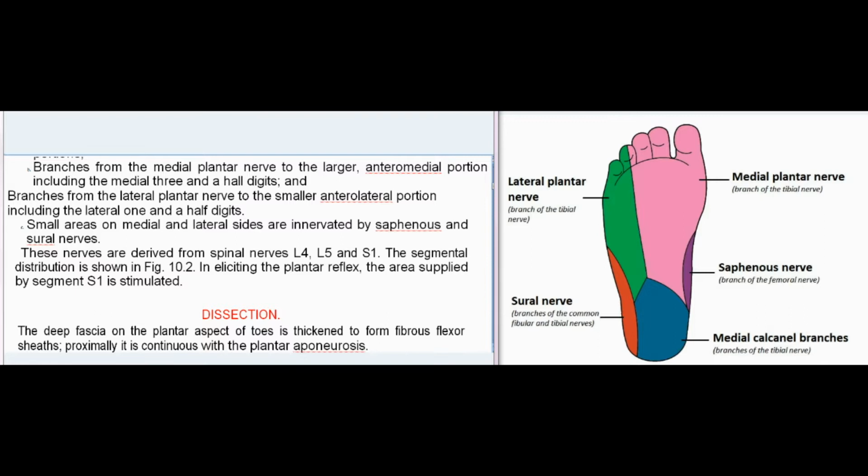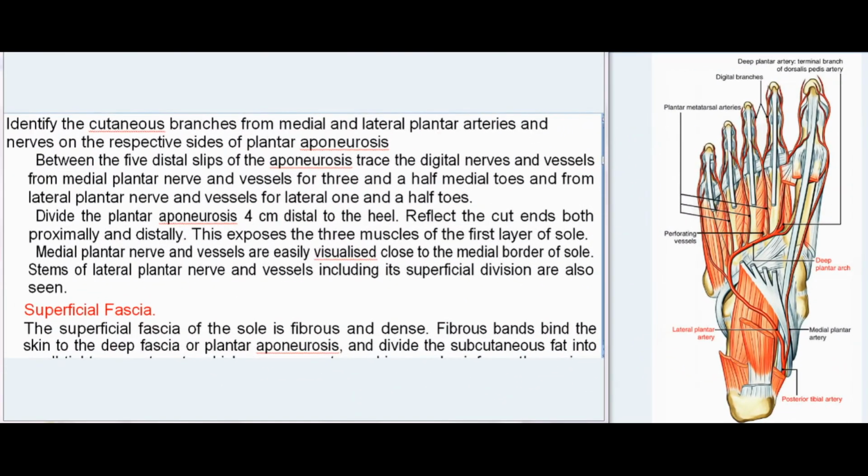Dissection. The deep fascia on the plantar aspect of toes is thickened to form fibrous flexor sheaths, proximally it is continuous with the plantar aponeurosis. Identify the cutaneous branches from medial and lateral plantar arteries and nerves on the respective sides of plantar aponeurosis. Between the 5 distal slips of the aponeurosis trace the digital nerves and vessels from medial plantar nerve and vessels for 3½ medial toes and from lateral plantar nerve and vessels for lateral 1½ toes.